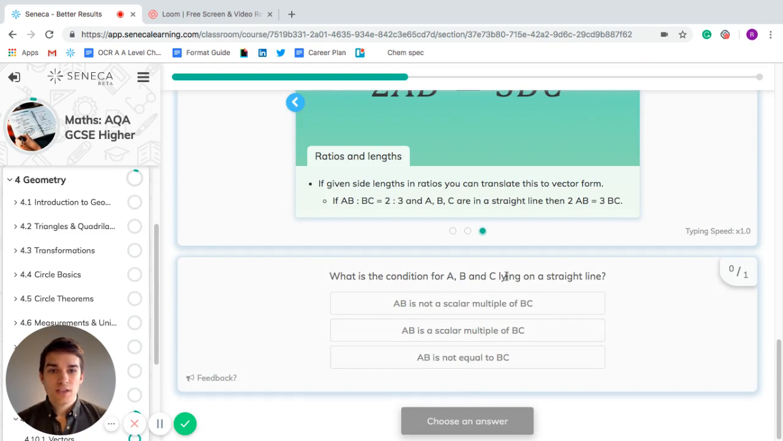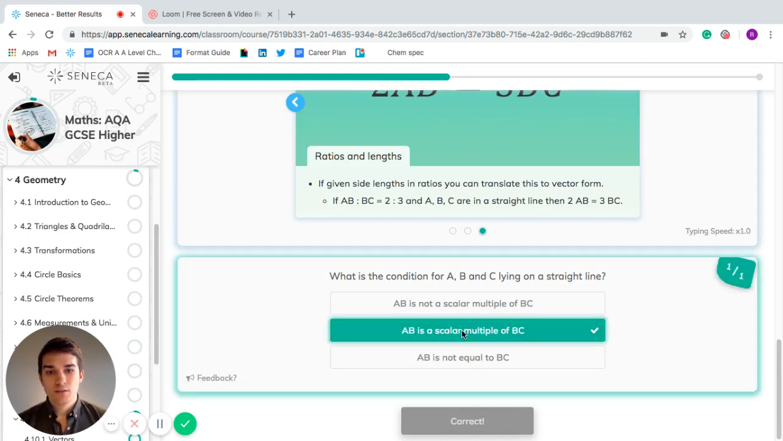So what are the conditions for A, B, and C to be lying in a straight line? So AB is a scalar multiple of BC, like we just talked about.